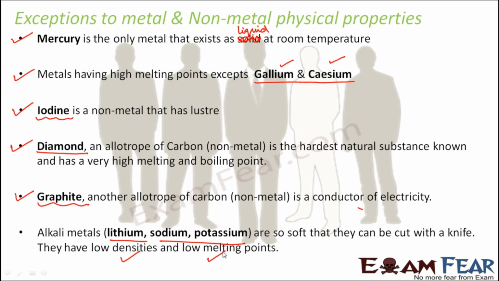They also have relatively low melting points, but again we say that metals have higher melting points. So there are quite a few exceptions to the physical properties of metals and non-metals, and these were the ones.